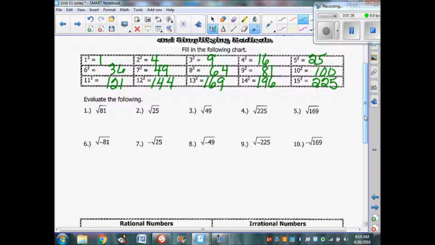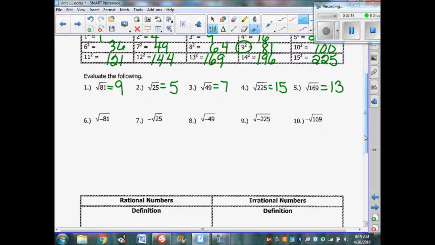And obviously you've got your nice little chart up here to be able to see that the square root of 81 is 9. The square root of 25 is 5. Square root of 49, 7. 7 times 7 is 49. The square root of 225. Again, ask yourself that question. What number times itself gives you 225? 15. You have 13.